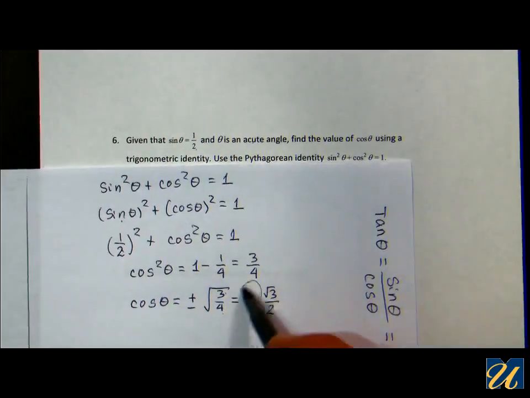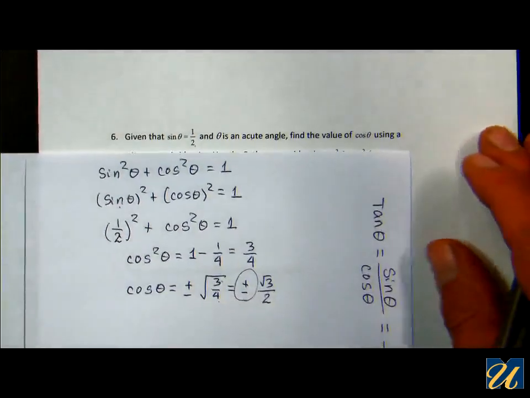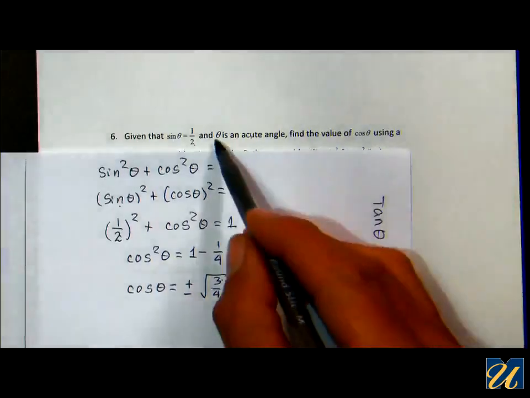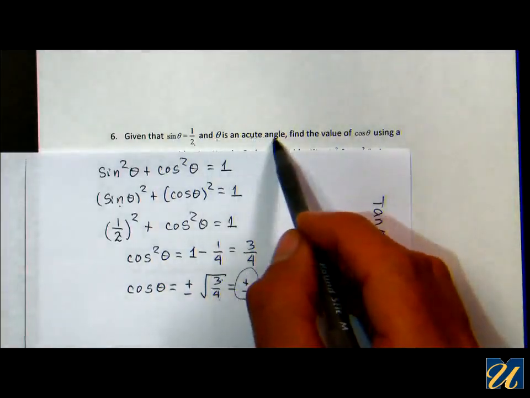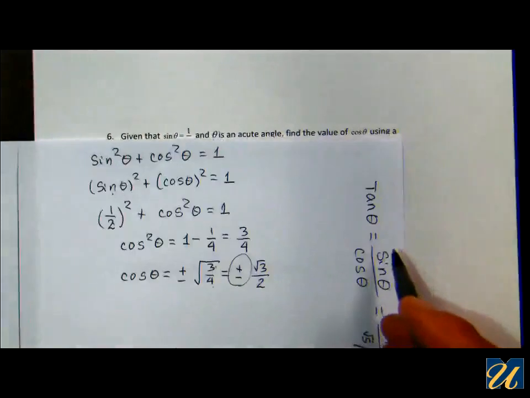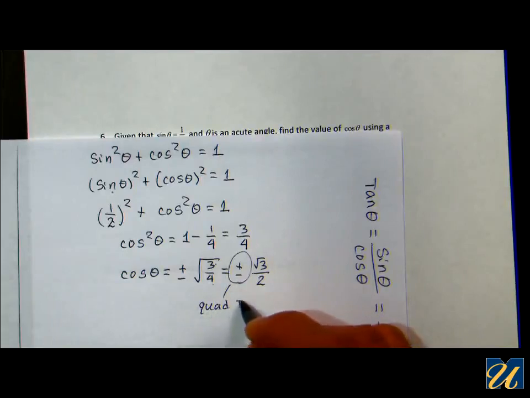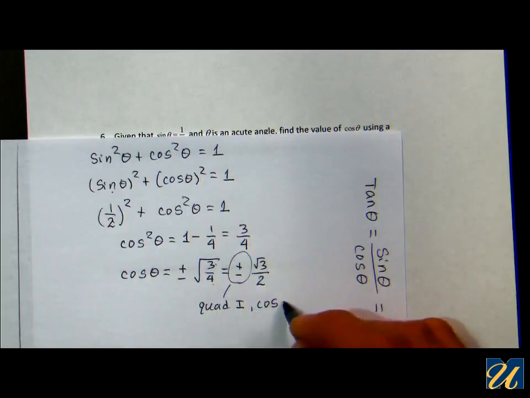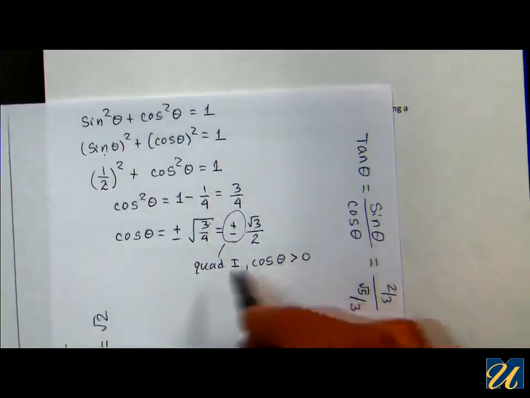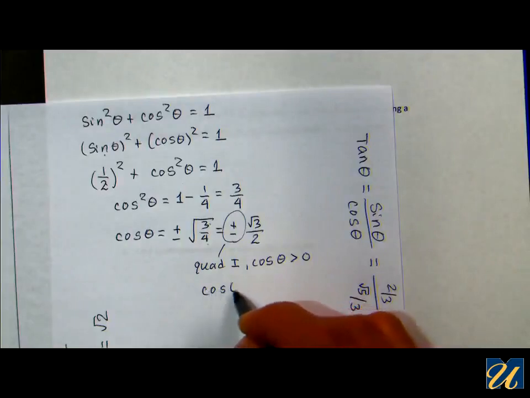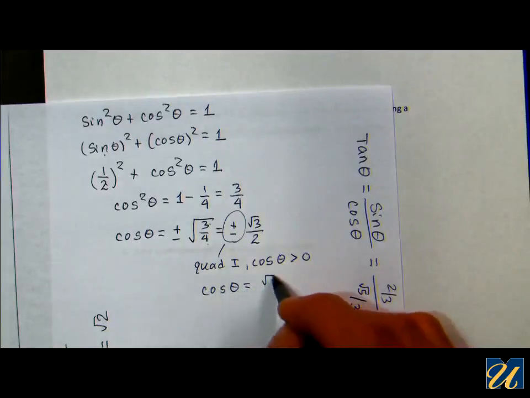Now, how do you know which one you wish to have? Well, the angle theta is an acute angle. It's less than 90 degrees. So since it's an acute angle, this means that we have quadrant 1. And in quadrant 1, cosine of the angle is positive. So the value for cosine theta that we will choose is the positive square root.